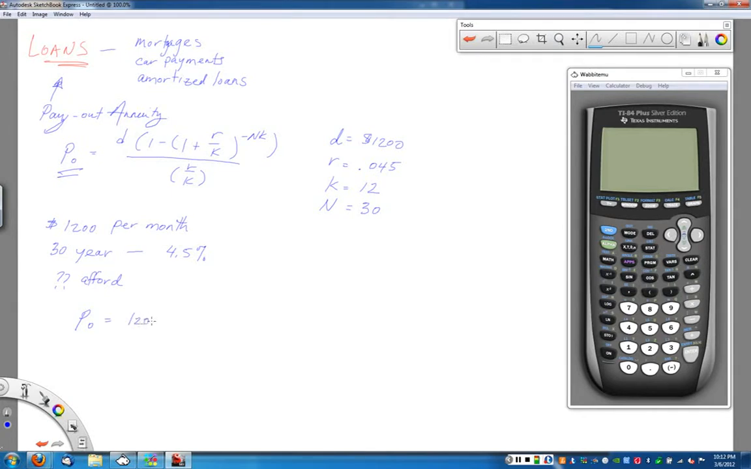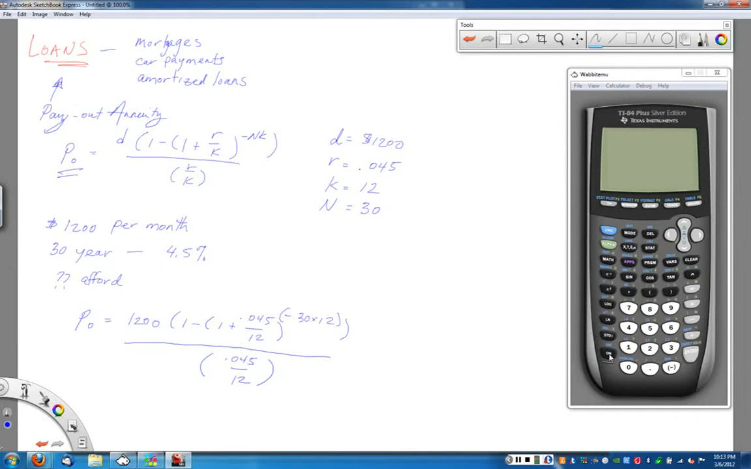So in this case, I've got $1,200 for D, times 1 minus (1 plus R, which is 0.045 divided by K, which is 12) to the negative 30 times 12. Again, a very good idea to put that exponent in parentheses and then close the parentheses. Now double check: you've got a big parentheses at the end, something before the exponent, then something in front of the one here and in front of the one here. So I've got all my parentheses placed appropriately. Then all divided by R, which again was 0.045, divided by K, which was 12.